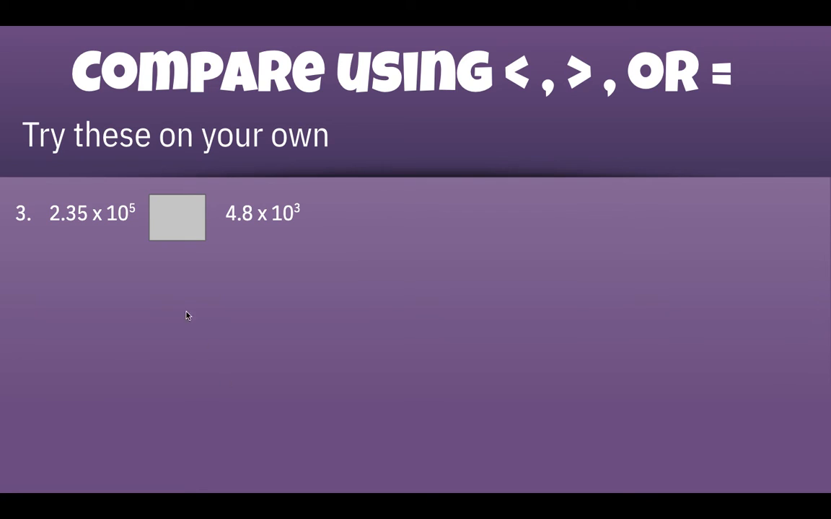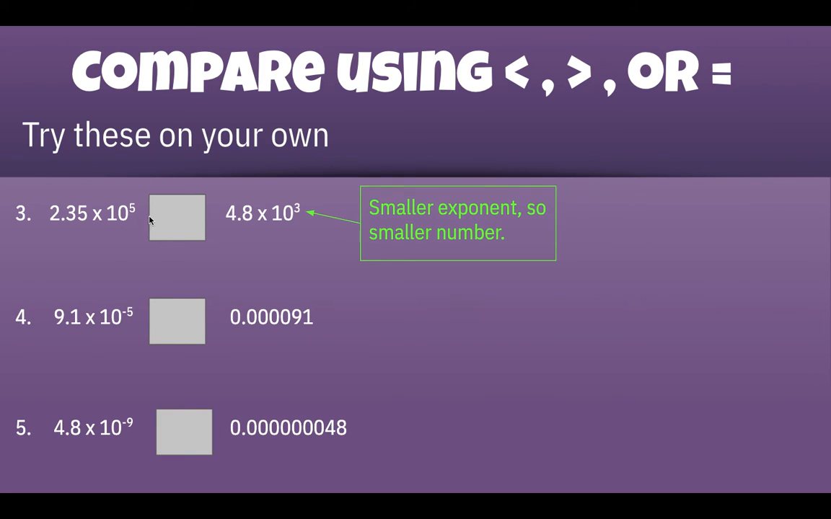All right, let's take a look. Both of these are in scientific notation. They're in correct form. So all we need to do is look at our exponents. We have a 5 and a 3. They're different. So then we look at which one's bigger. This 3 is smaller than the 5. So that's going to show us that 2.35 times 10 to the 5th is bigger. So that's going to be greater than 4.8 times 10 to the 3rd.